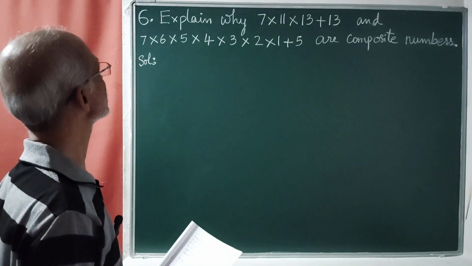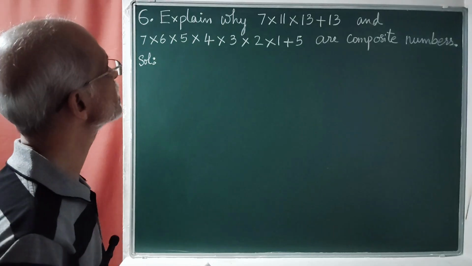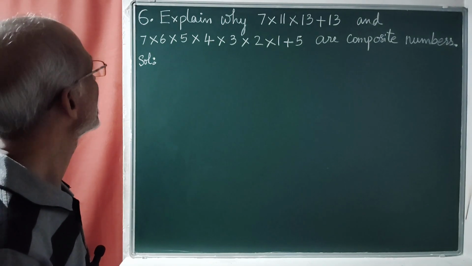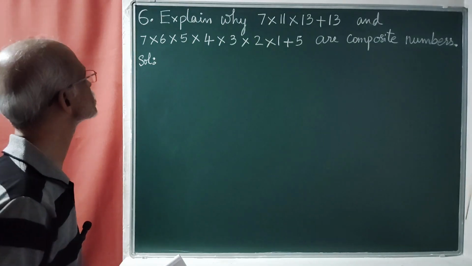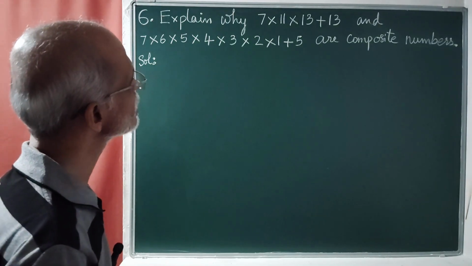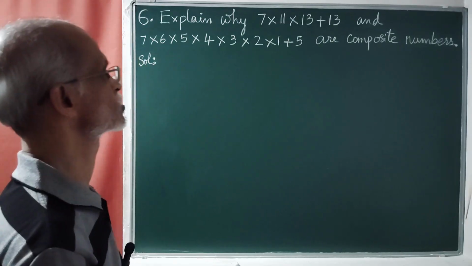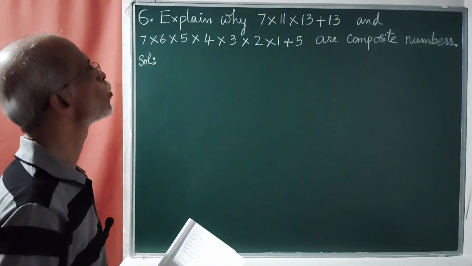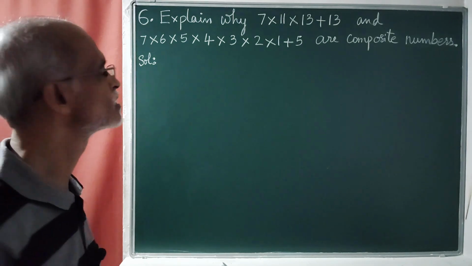Now the sixth sum: explain why 7 into 11 into 13 plus 13 and 7 into 6 into 5 into 4 into 3 into 2 into 1 plus 5 are composite numbers. We have to tell why they are composite numbers.